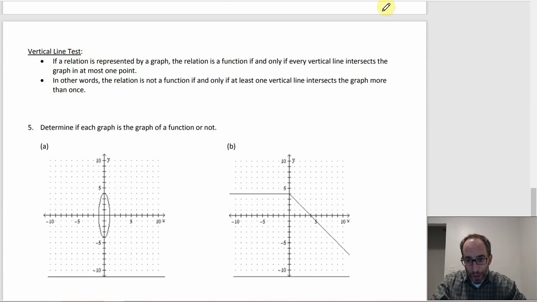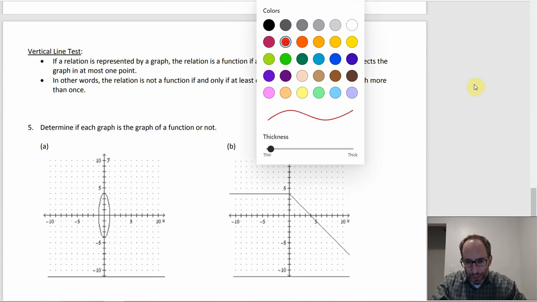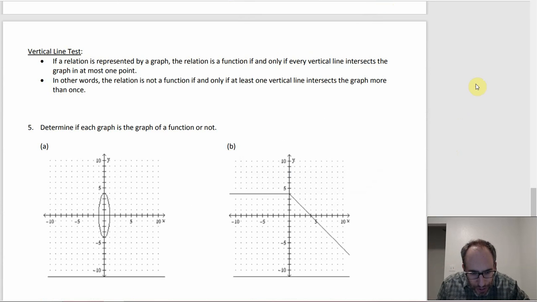So that's what I would do with that one: if I drew in a vertical line right on top of the y-axis, that's going to hit it in 2 separate points. And why does this vertical line test work? Because, well, what are the points on the top and the bottom? The point on the top is (0, 4), right there. And the point down here on the bottom is (0, -4). If you look at those points, they have the same x coordinate and different y coordinates, right?